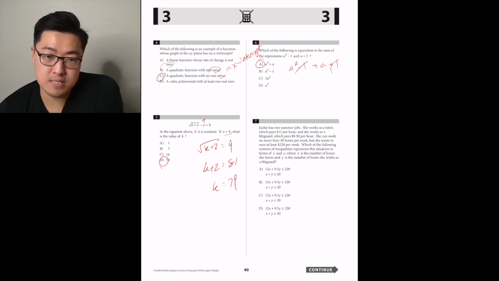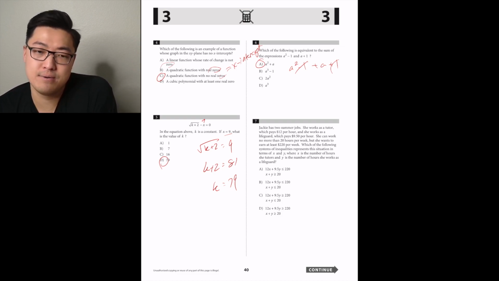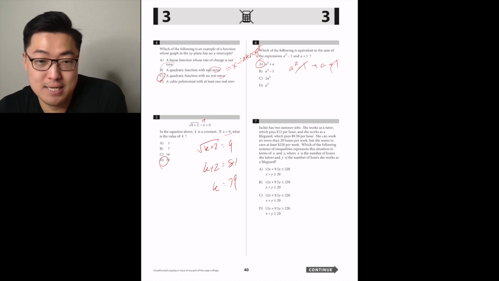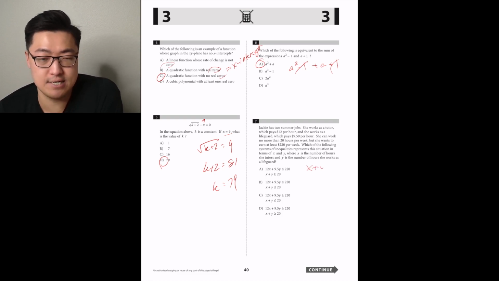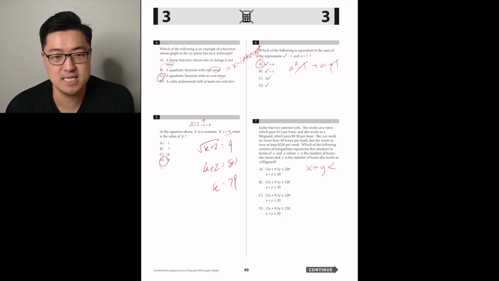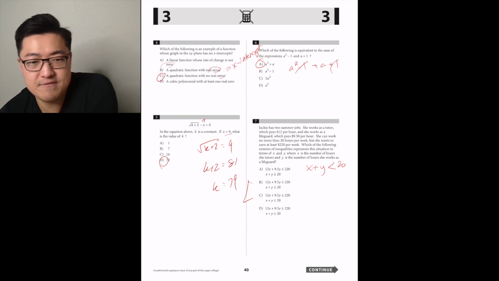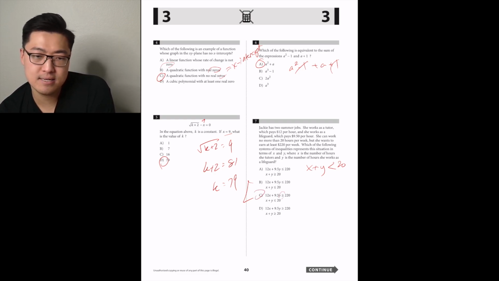Jackie has 2 summer jobs. She works as a tutor, which pays $12 an hour, and she works as a lifeguard, which pays $9.50 an hour. Huh. Saving people's lives pays less than teaching people? Who knows? She can work no more than 20 hours per week, but she wants to earn at least 220. Okay, so x plus y can't be higher than 20. It's less than or equal to 20. So B or C. 12x plus 9.50y has to be, what was it? At least 220, so greater than or equal to. C.